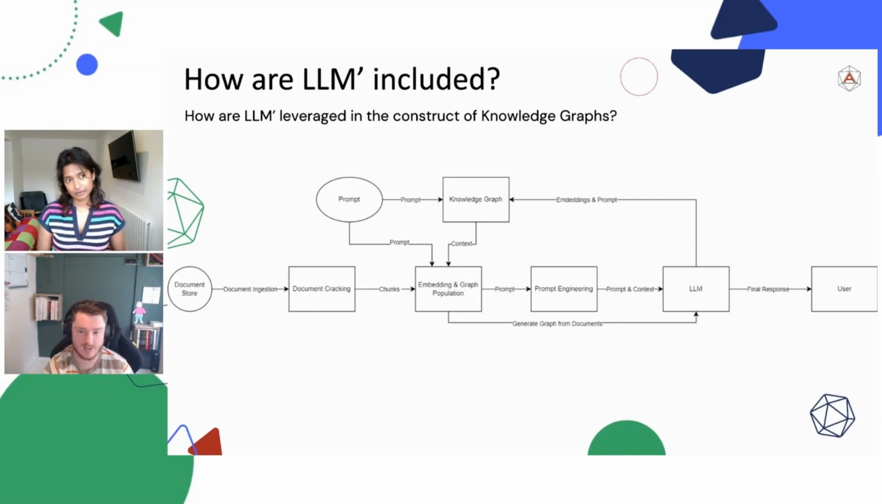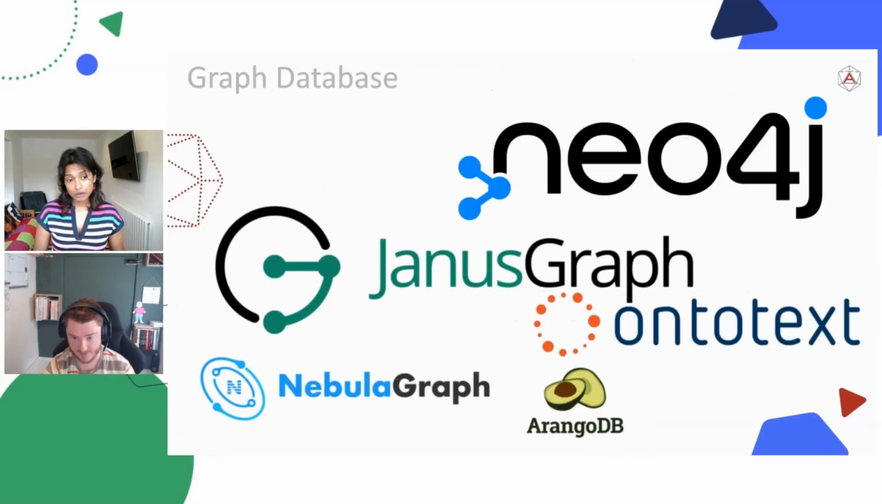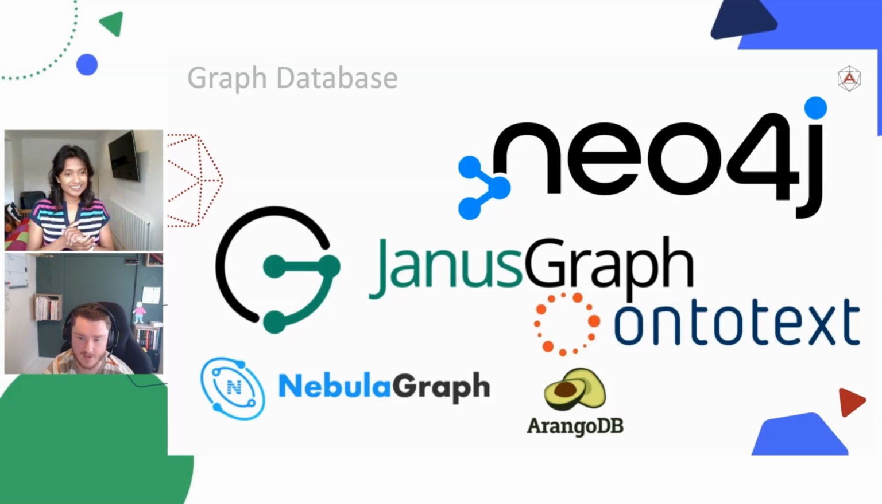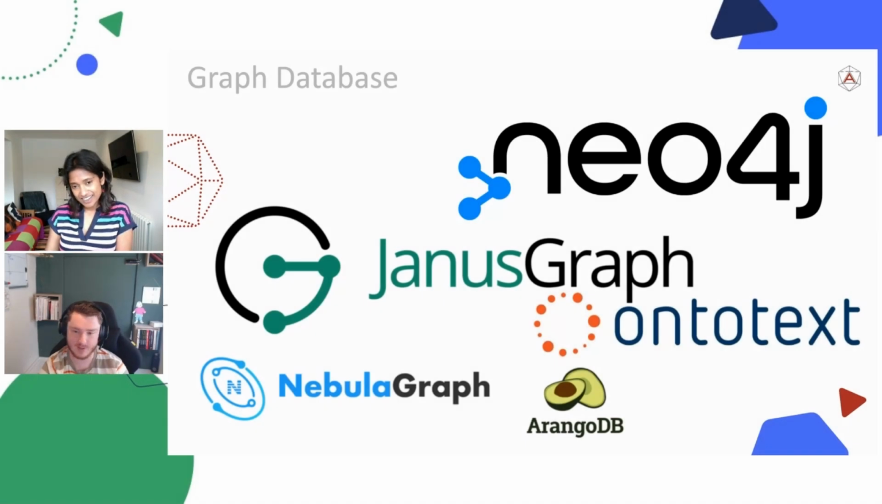Let's move on to the different graph databases that could be used. And there are quite a few. Depending on the size or how you view this, Neo4j is probably the biggest. A good mention for Nebula Graph. They have a good integration with LlamaIndex. Any questions before we move on to the different large language model providers?